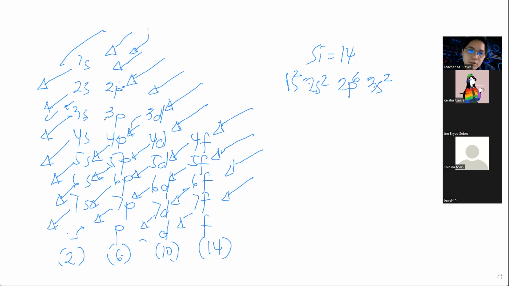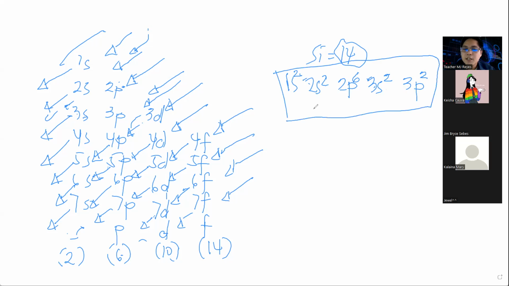So let's move. We are here at 3s. Next is 3p. How many electrons can the p hold? We have 6, but we only lack 2 electrons here, remember, we need 14 electrons, right? So this is 2, 4, 4 plus 6 is 10, plus 2 is 12. We need an additional 2 electrons to make it complete. So this is 3p2.